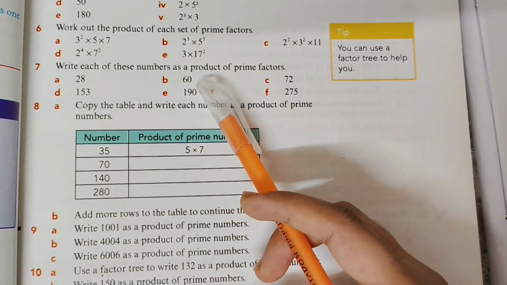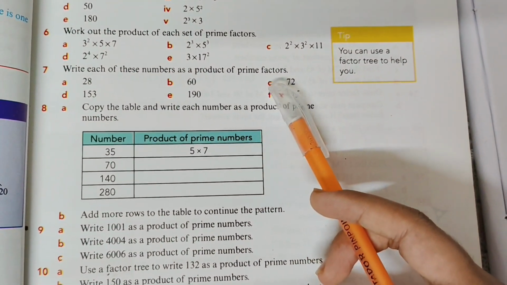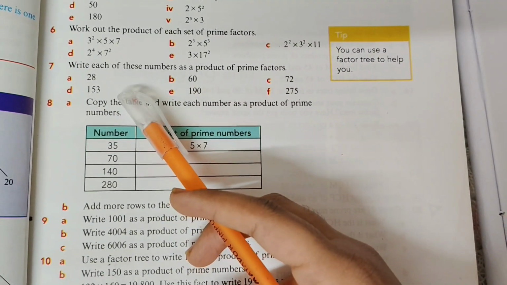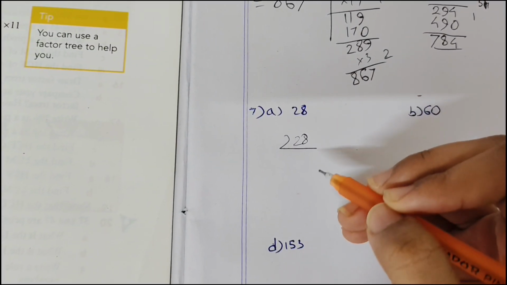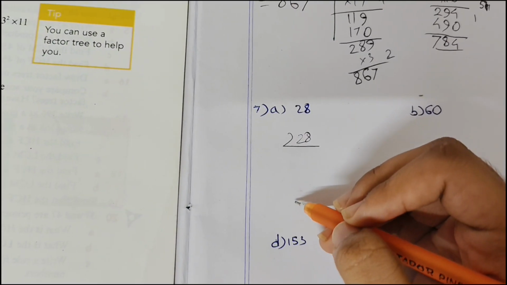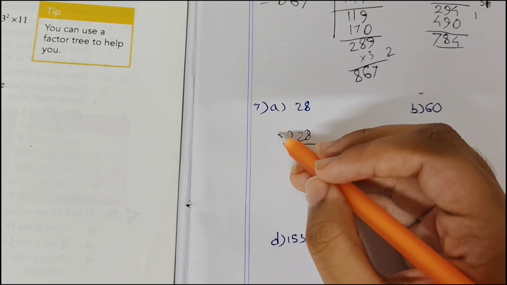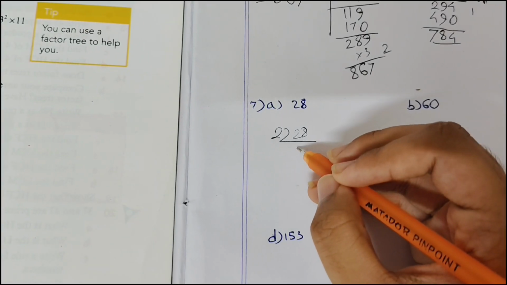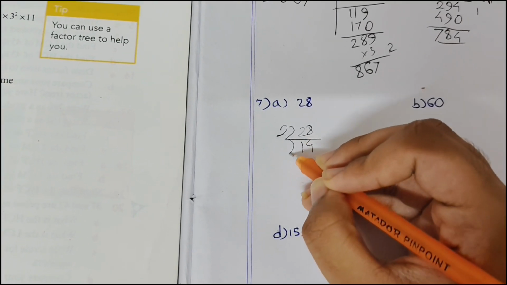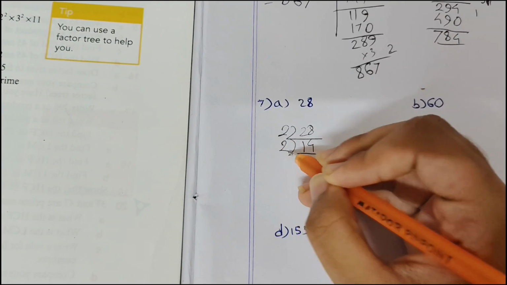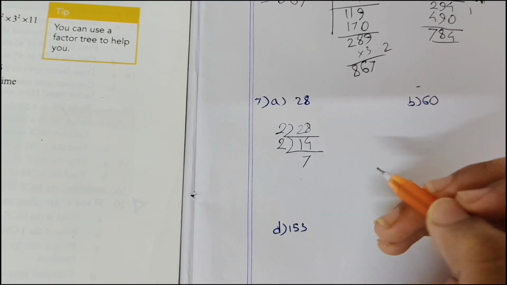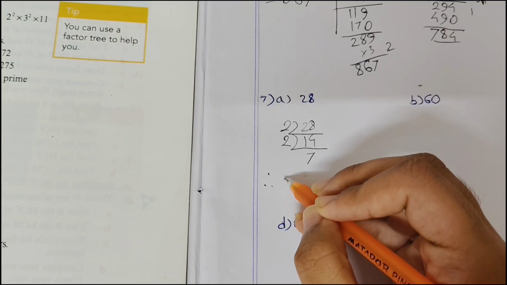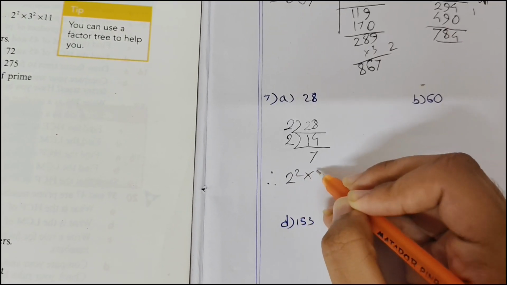Write each of these numbers as a product of prime factors. So number A, we got 28. To make them a product of prime factors, we have to find the LCM of the numbers. So 28 is divisible by 2, which gives us 14. 14 is divisible by 2, which gives us 7. Therefore, the product of prime factors is 2 square multiplied by 7.